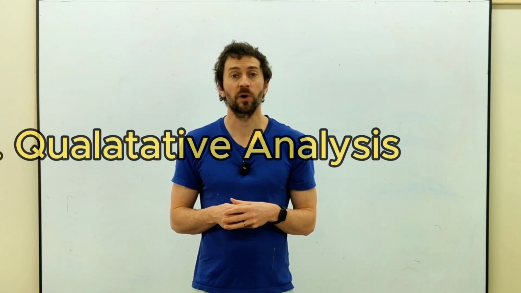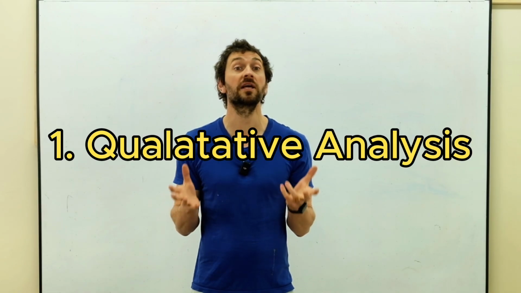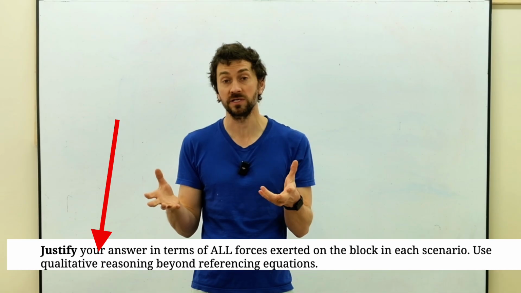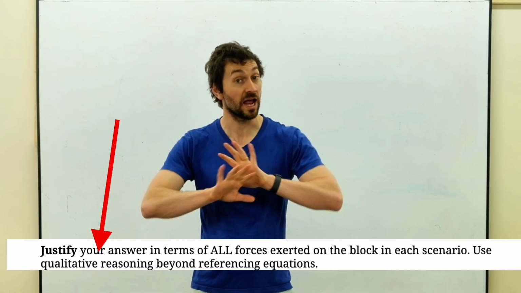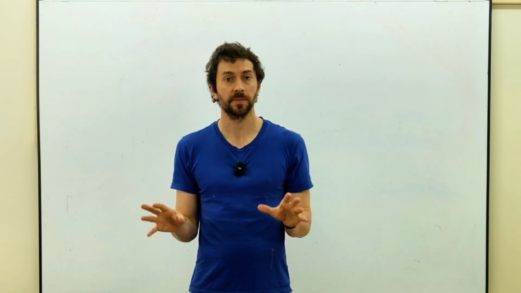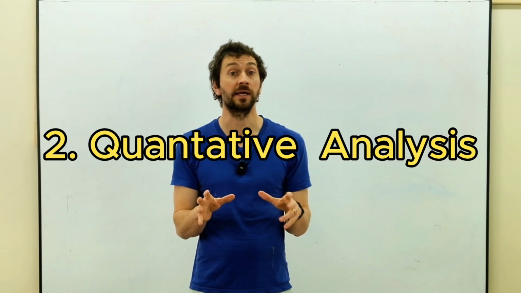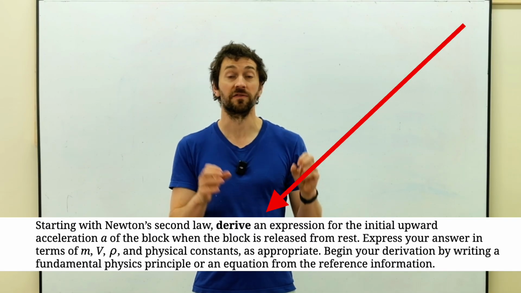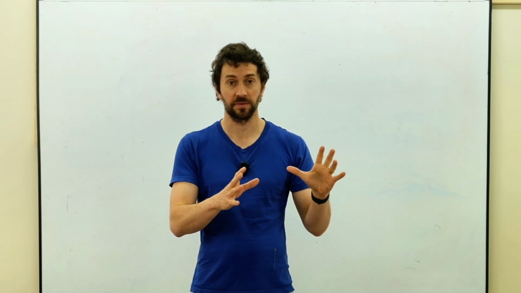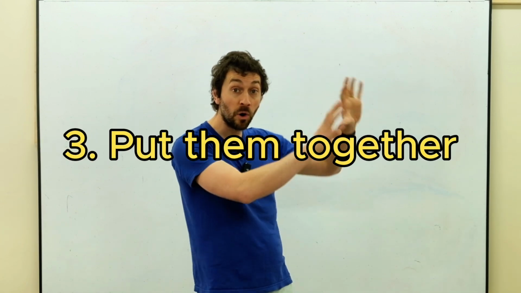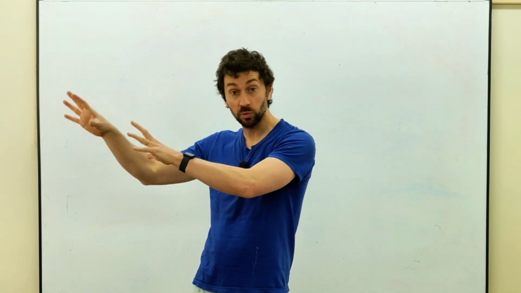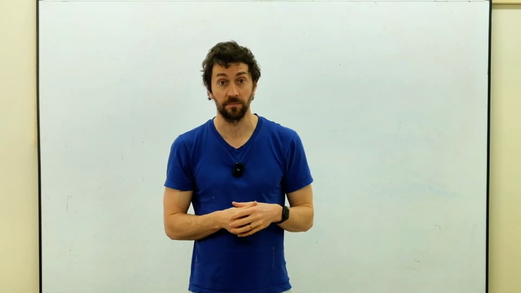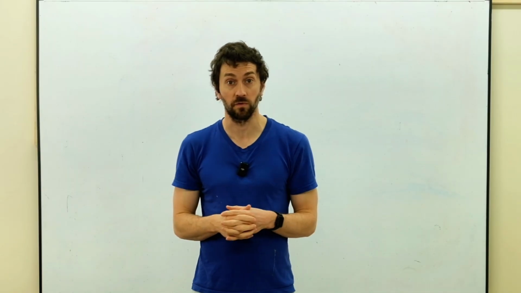The first part will have a question and you have to do qualitative analysis. So describe what's going to happen with physics just using words and not using equations. In the second part, B, it will say derive some expression. That's quantitative. That's using the math. And then in the third part, we're going to put them together. So just words, then the math, and then say, do they connect somehow? So that's question number 4.